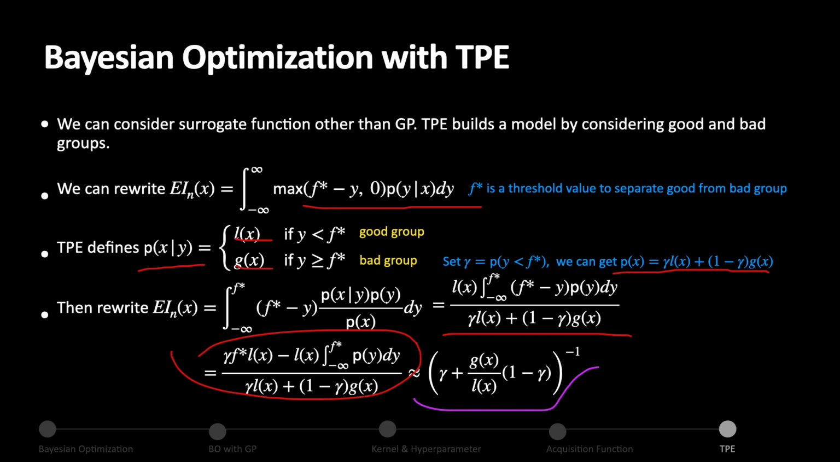This equation shows that the expected improvement is proportional to the ratio l of x over g of x. To maximize the expected improvement, we should maximize this ratio. So we should draw values of the hyperparameters which are more likely in the good group l of x than in the bad group g of x. TPE works better for categorical and conditional inputs.